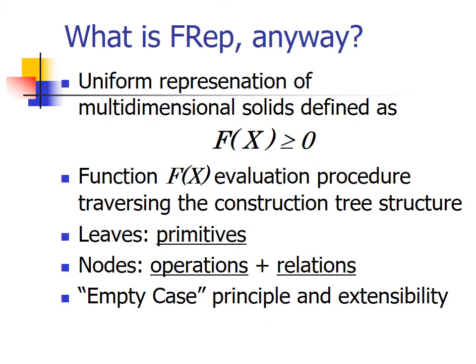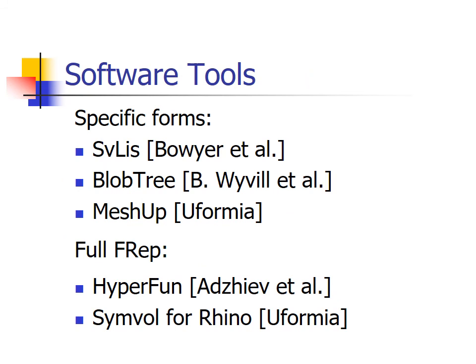Let's sum up what is function representation, or FRep. It is a uniform representation of multidimensional solids defined as an inequality with a function of several variables. Function f of x is an evaluation procedure traversing the construction tree structure. The construction tree consists of the leaves with primitives and nodes with operations and relations. Also, FRep has the closure principle and it is extensible. There are several implementations of the FRep approach as software tools. The list of these software systems you can see on this slide.